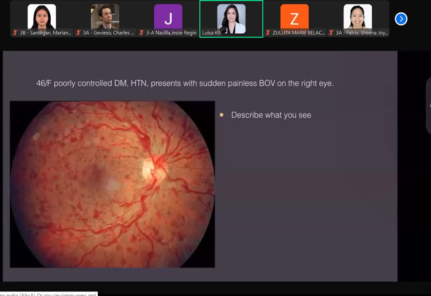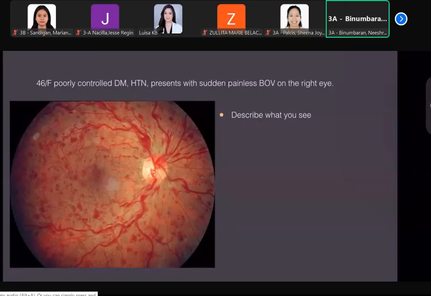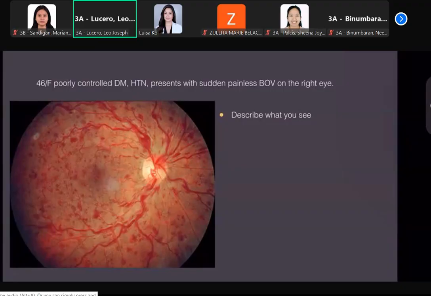What's the medium? What are we looking at? This is a fundus of the eye, Doc. Of the right eye. Good. Seen through.